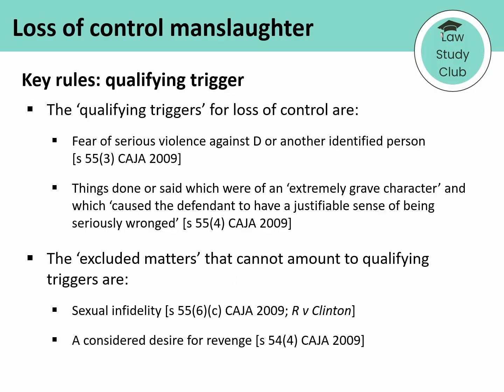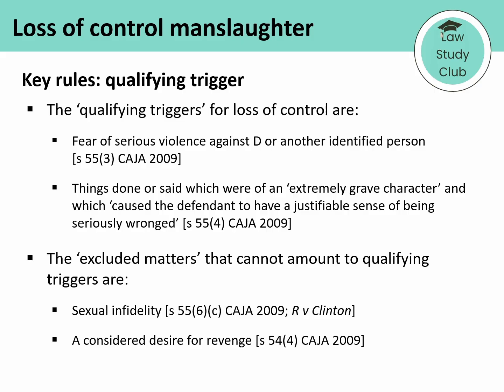So then we can move on to the second requirement of loss of control, which is that there must have been a qualifying trigger for that loss of self-control. Now, the qualifying triggers are written into section 55 of the Coroners and Justice Act, and the first is that there was a fear of serious violence against the defendant or another identified person. So that fear of serious violence can't be a generic fear of violence. It has to be either against the defendant or somebody that they can identify. And from R v Dawes, we know that fear of serious violence can't be used in defence if the defendant incited that violence in the first place.